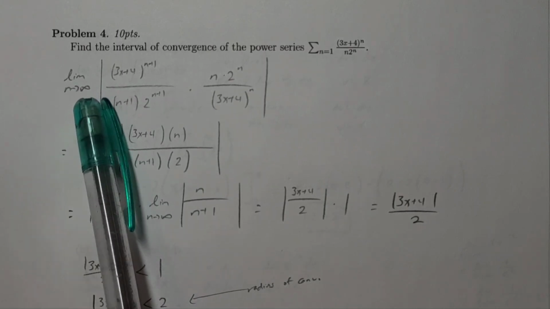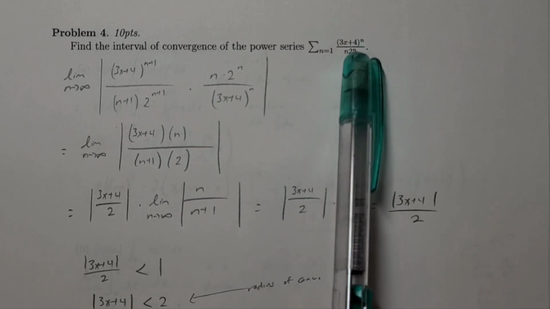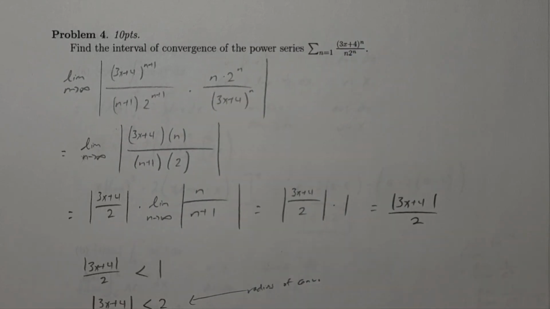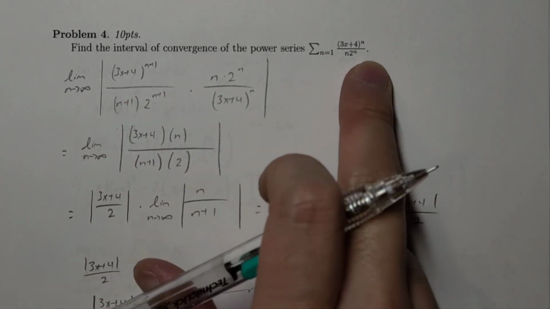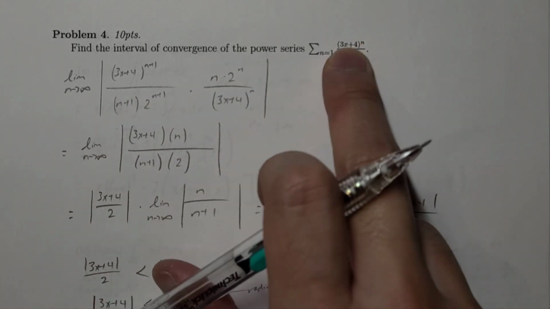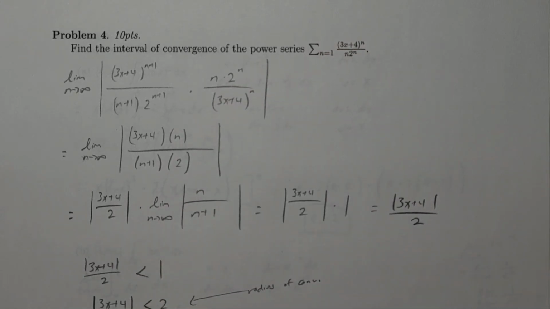Limit as n goes to infinity. Wherever there's an n, put n plus 1. And then multiply by the reciprocal of this guy. If you remember the formula, it's the limit as n goes to infinity of a sub n plus 1 over a sub n. So that's why you put n plus 1 as is, and then flip it and multiply. Multiply by the reciprocal. Divide by a sub n. It's the same thing as that.